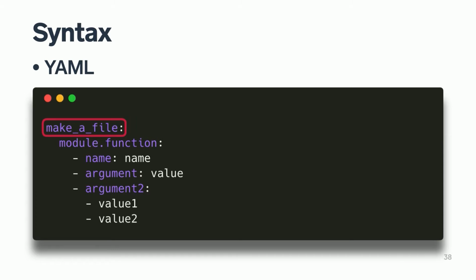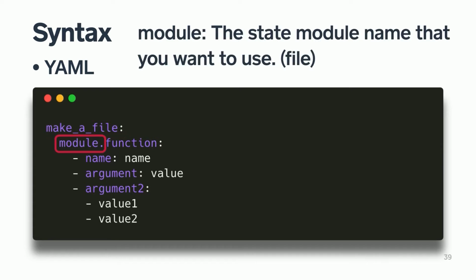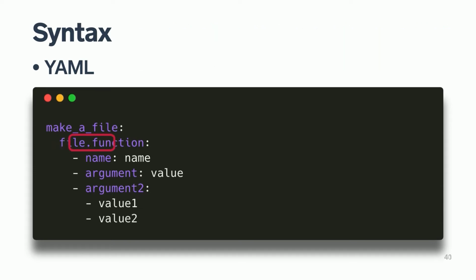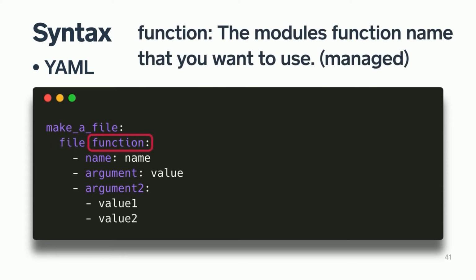Since Salt states are just a bunch of Python modules, we need to be specific about which ones we want to use. Seems pretty reasonable. So if we want to manage a file, let's use the file module. After that, we should specify which function inside the file module we want to use. And in this case, we want to manage a file, so we'll use the managed function inside of it.